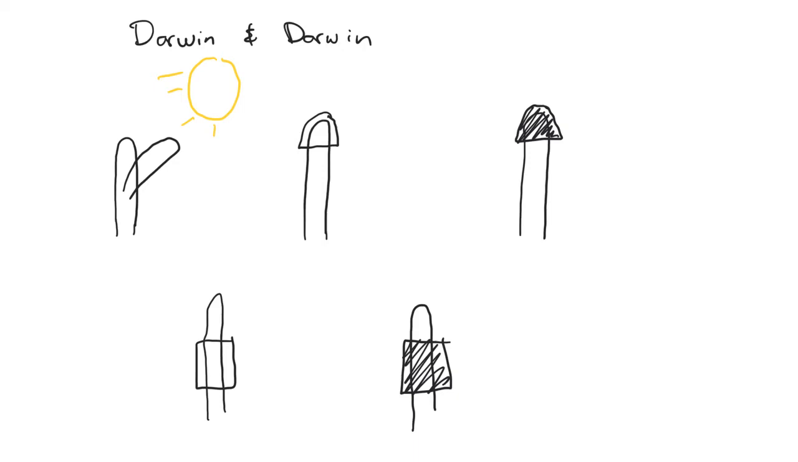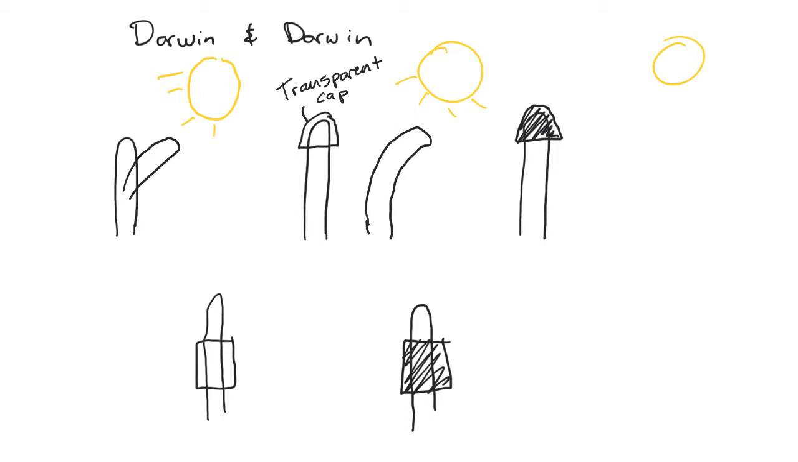Okay, and so they decided to try and figure out which part of the plant the sun was acting on to cause the bend to occur. So I'm going to draw a sun over here and a sun over here. The first thing they did, they had a transparent cap. And when they did that, it bent towards the sun. Right? Still with this little cap on.